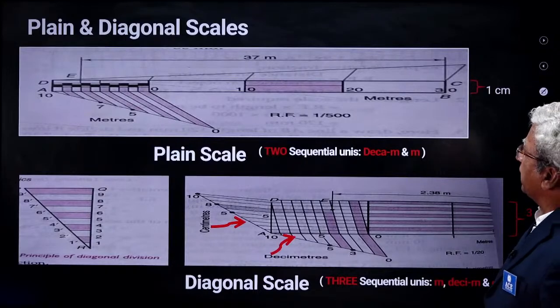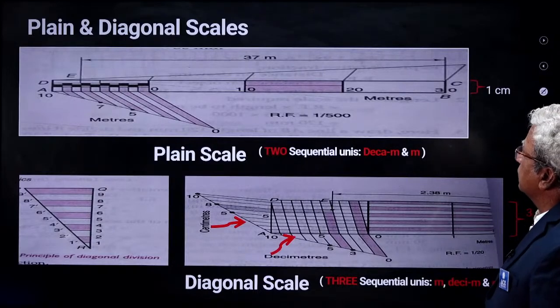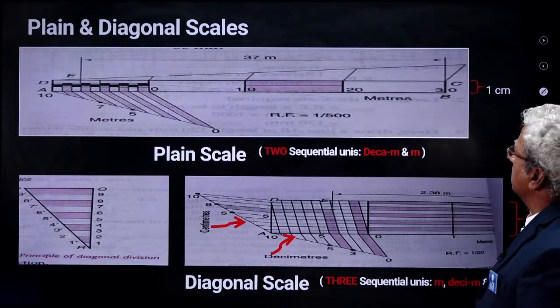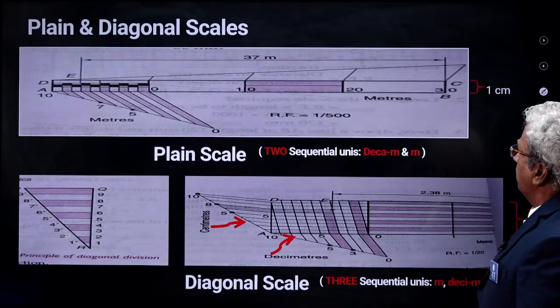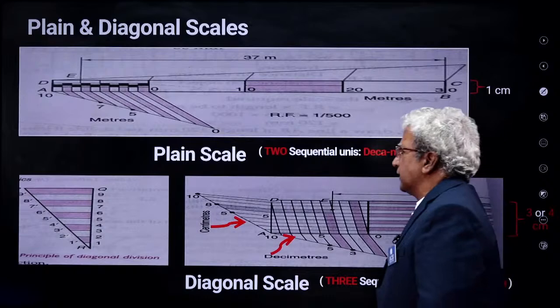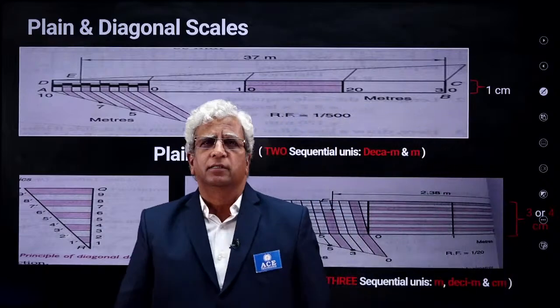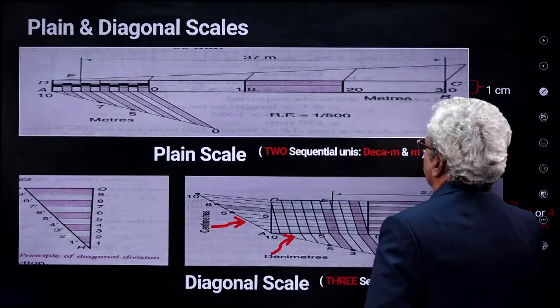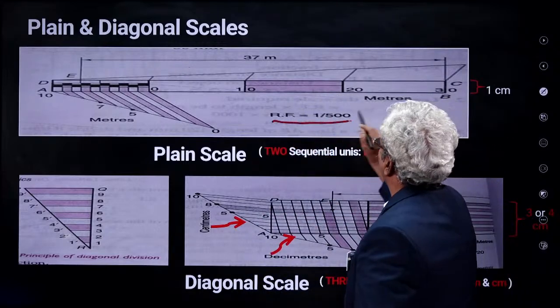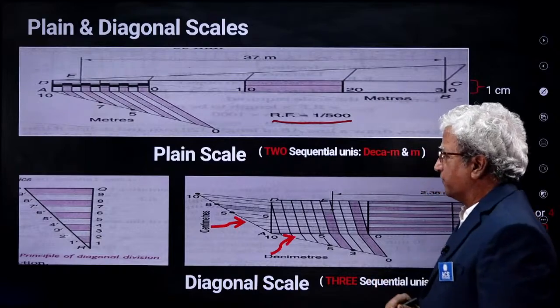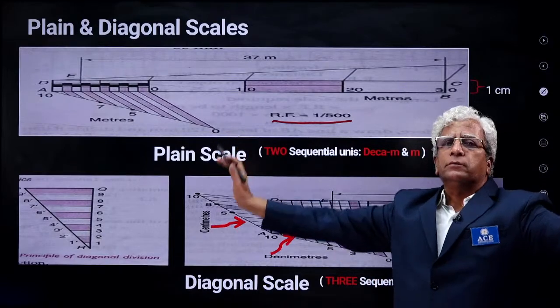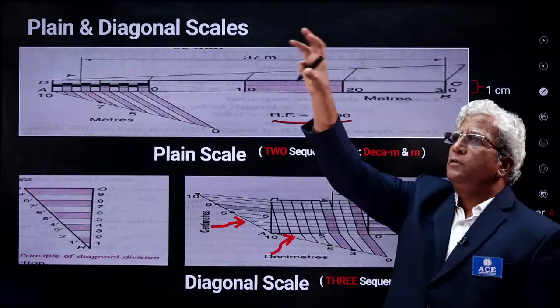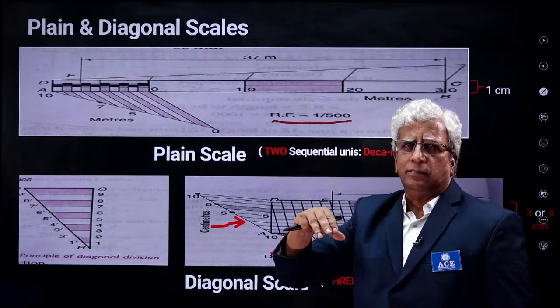You can see now plane and diagonal scales. So how do you construct the scale? You require certain fundamental knowledge about these scales. That is RF, representative fraction. What is RF? RF is a ratio. Ratio means something by other thing. Okay?